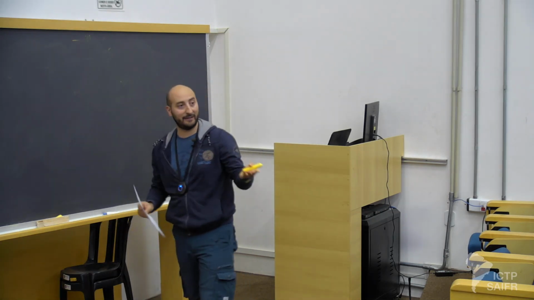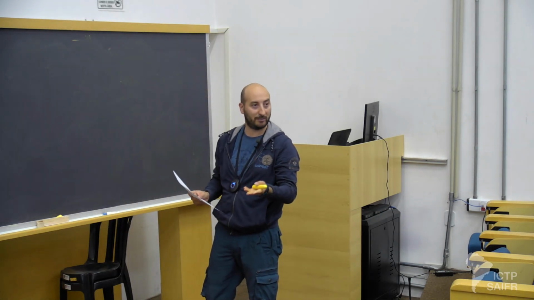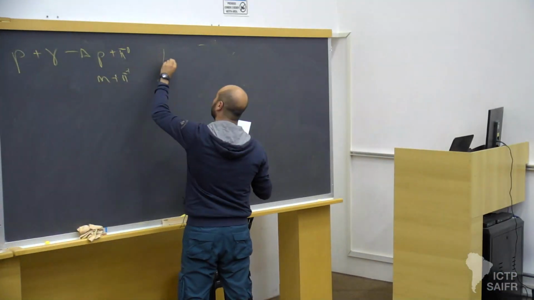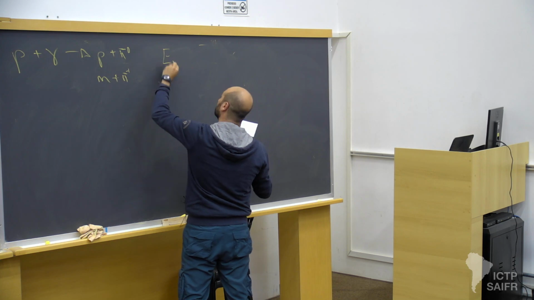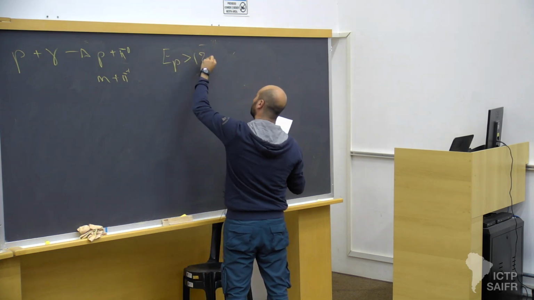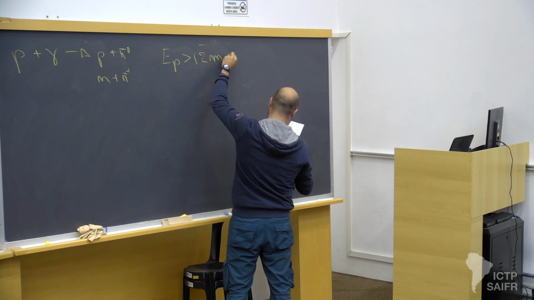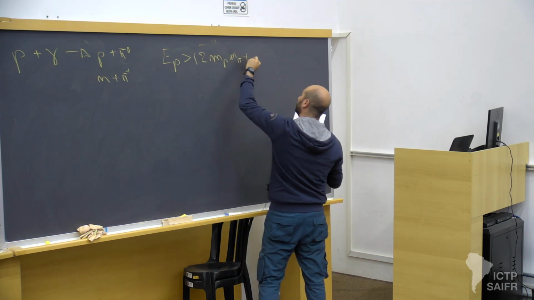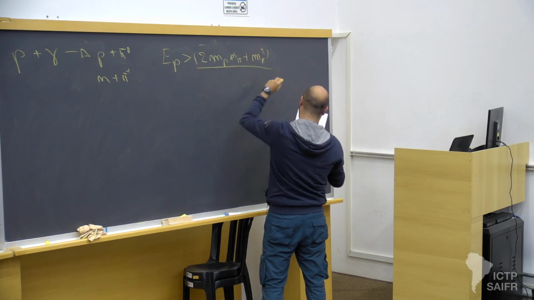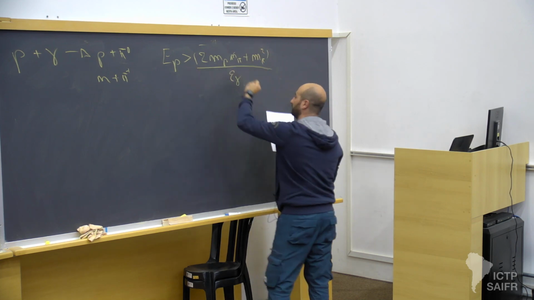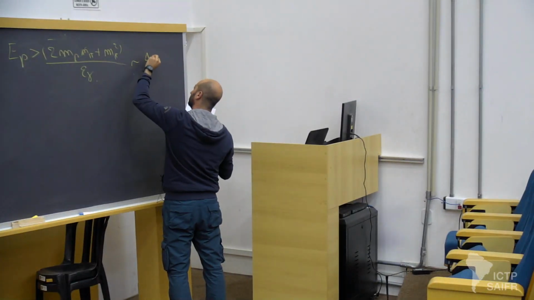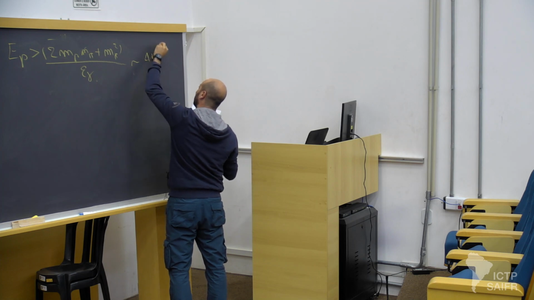Again, you can estimate the threshold for this process to take place, exactly the same equation that I wrote before, and the result you would get is that the E proton must be larger than 2 m proton m pion plus m pion squared over epsilon gamma. And this is 4 times 10 to 19 electron volt.